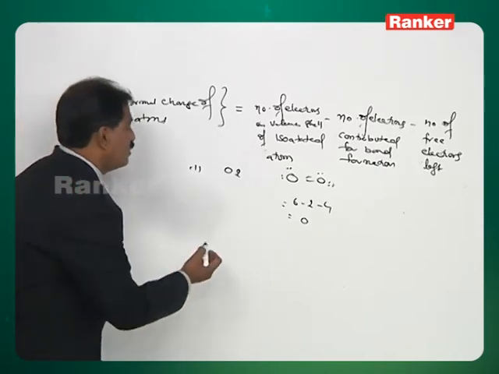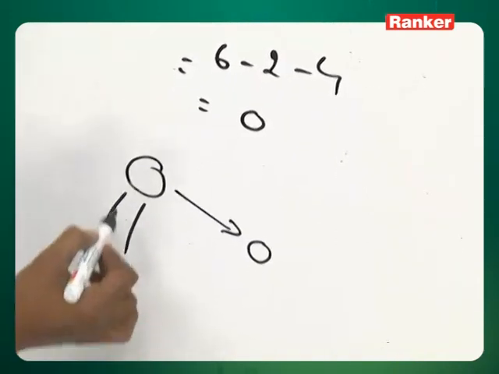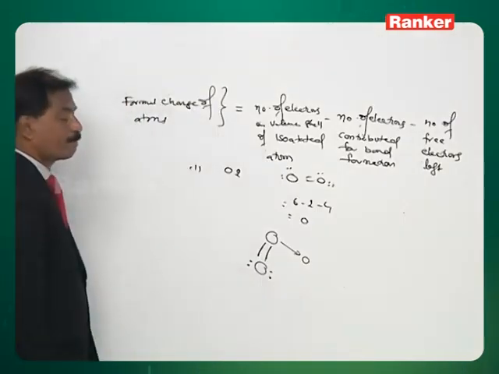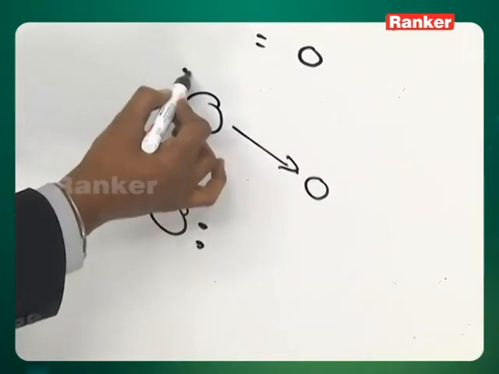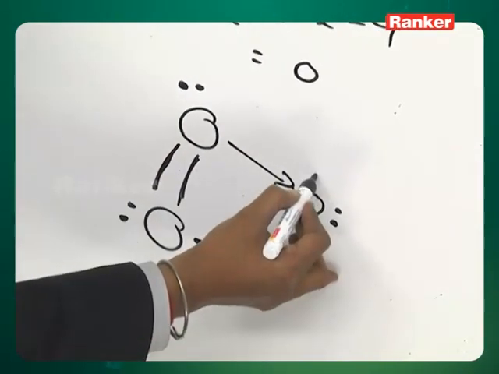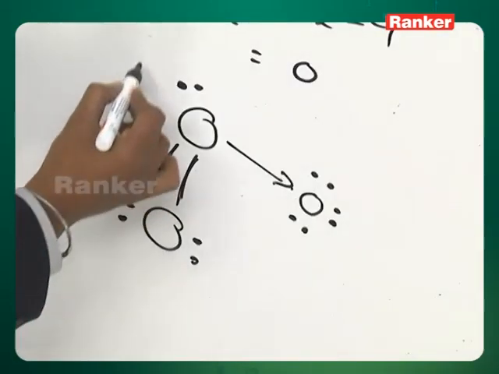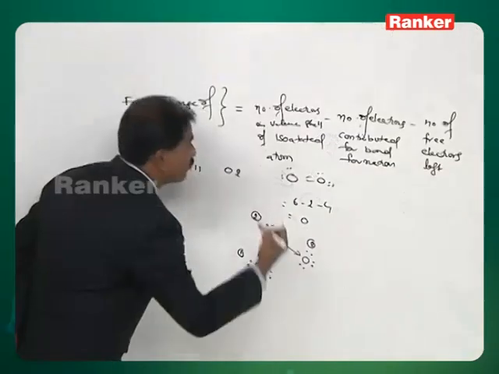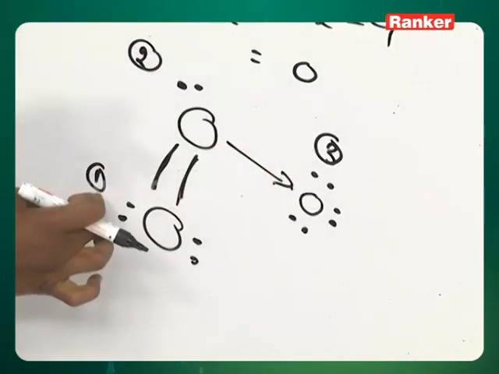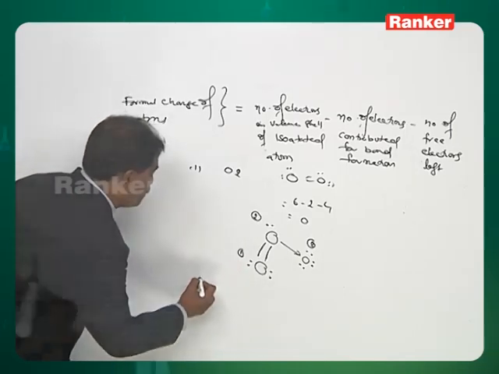Similarly, let us calculate the formal charge of each oxygen in the ozone molecule. Here 2 lone pairs of electrons are present. Here one lone pair of electrons has been donated to this oxygen. So here only one lone pair is left. Here originally 2 lone pairs of electrons were there. Now after receiving one lone pair, it becomes a third lone pair. Now let us label these oxygens as 1, 2 and 3. Now let us calculate the formal charge of each and every oxygen atom separately. First I am calculating the formal charge of this first oxygen.